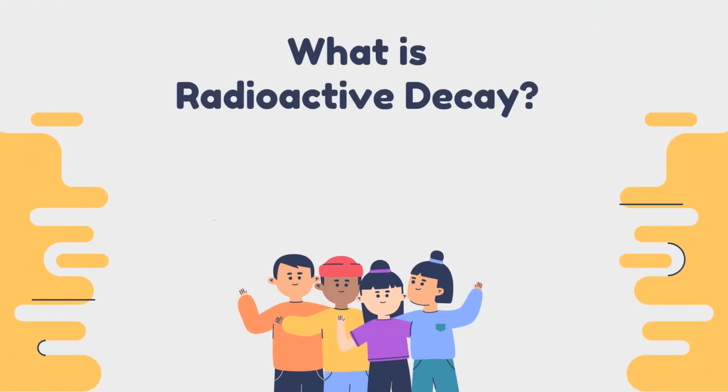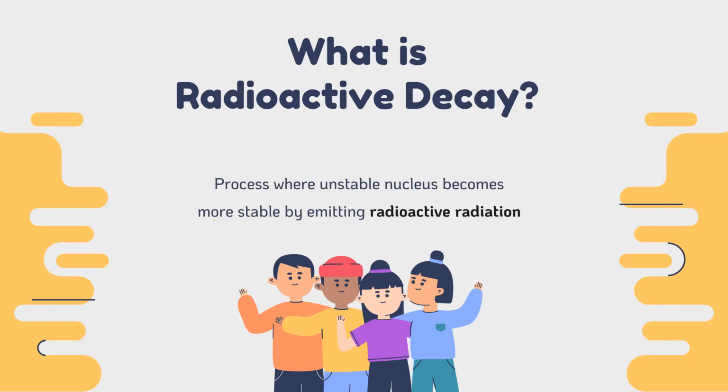Well, students, what is actually a radioactive decay? A radioactive decay is a process where an unstable nucleus becomes more stable by emitting radioactive radiation. But now the question is, what is a radioactive radiation?